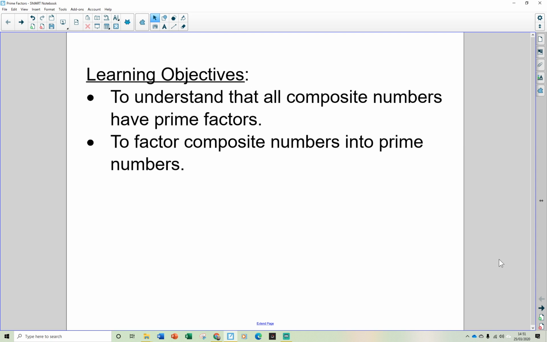Hi guys, today we're going to be learning about prime factorisation. These are our learning objectives. To understand that all composite numbers have prime factors and to factor composite numbers into prime numbers.